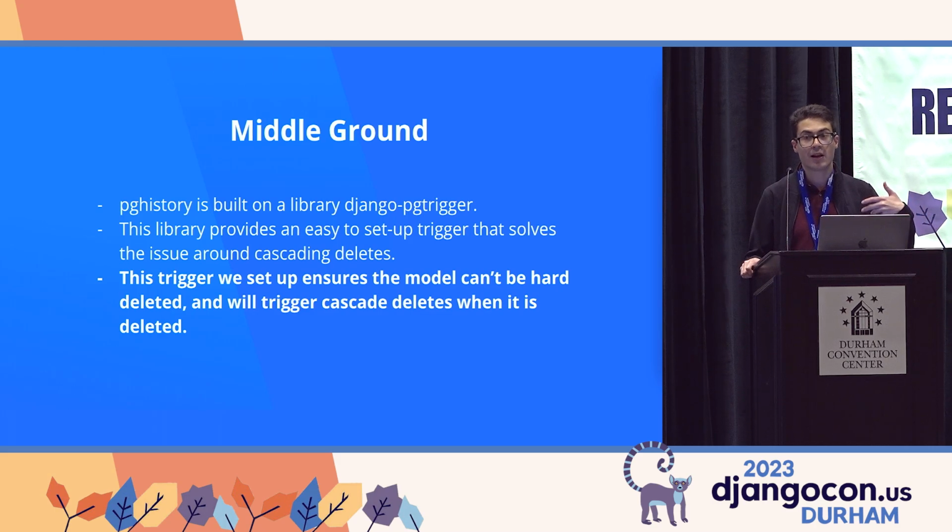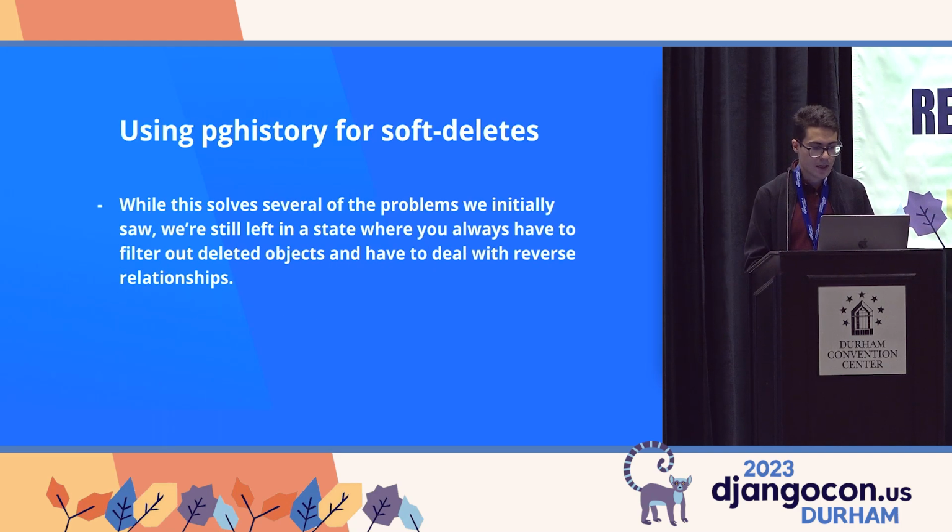Another cool thing this will do is it'll actually cascade delete other models, right? So if there's any model foreign keying to blog post, this trigger will still have that model be cascade deleted, which solves that problem that we saw there. But we're still left in a state where you do have to filter out the reverse relationships, which depending on your use case may be inconvenient.